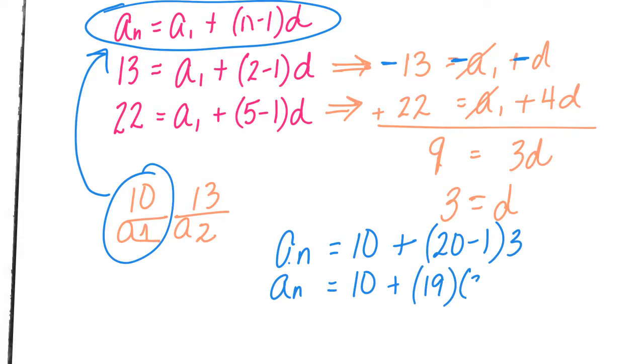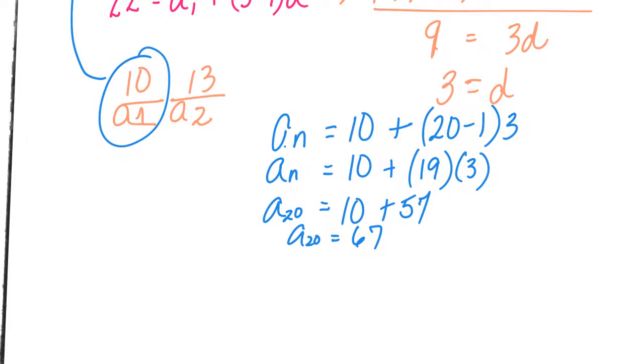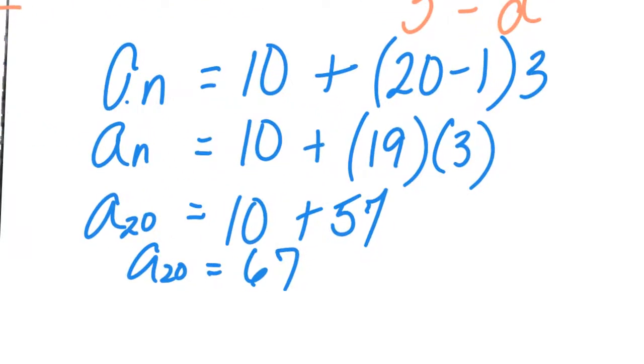19 times 3, which is 57. So 10 plus 57. And again, we're asking for the 20th term. The 20th term looks like it's 67. So that's how you would do the arithmetic sequences.